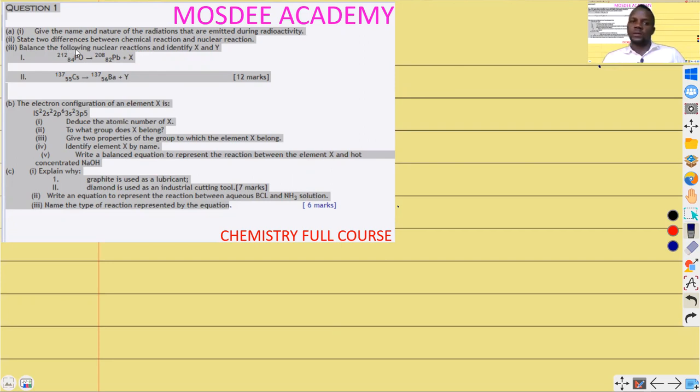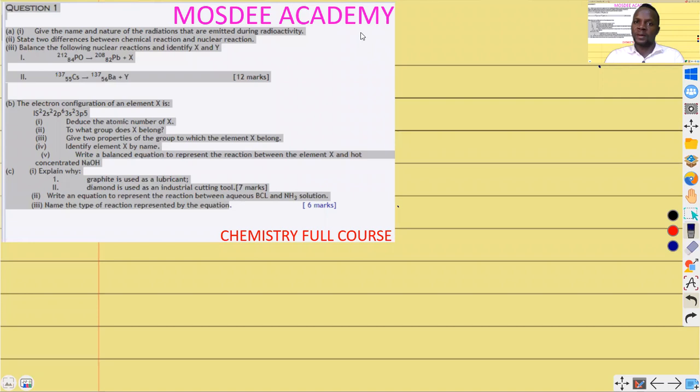So we have the first one. We are to give the name and the nature of the radiations that are emitted during radioactivity. I believe that is kind of cheap for us, if I am right. So basically, the radiations are what we've discussed before. We talk about the alpha radiation, the beta radiation, and the gamma radiation. So you just write that. You can write it because sometimes spellings matter.